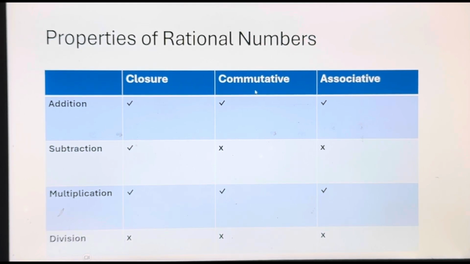Now commutative property says that you can add two numbers in any order. The answer remains the same. Similarly, associative property is for more than two numbers, three or four numbers. So again, you can change the order of addition for rational numbers. Addition and multiplication are both commutative and associative. You can see for addition it is a tick mark and for multiplication also it is a tick mark. So addition and multiplication both are commutative and associative for rational numbers, but not subtraction and division.